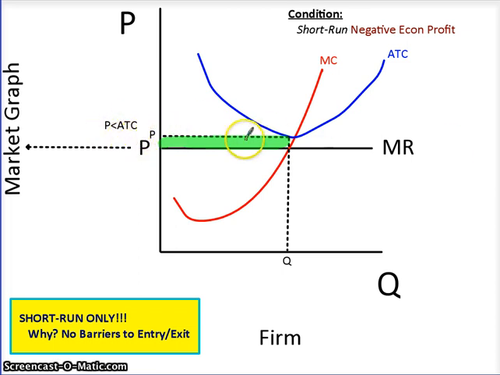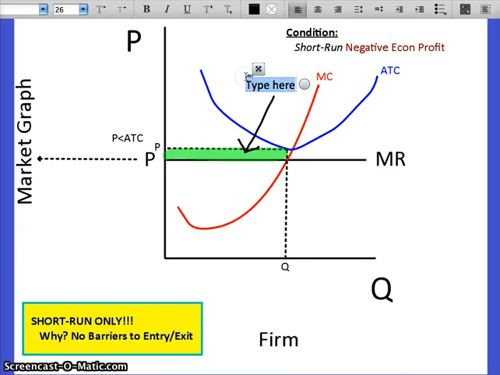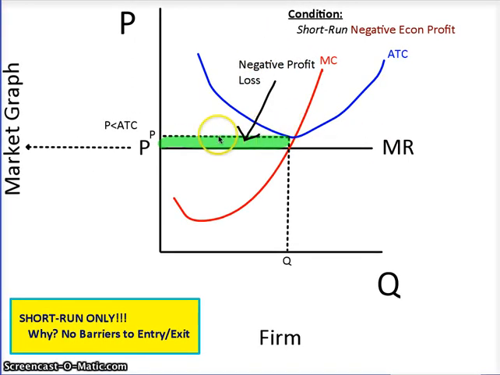What that means for us is, this would be the area of negative profit or loss. So that is the area of loss.